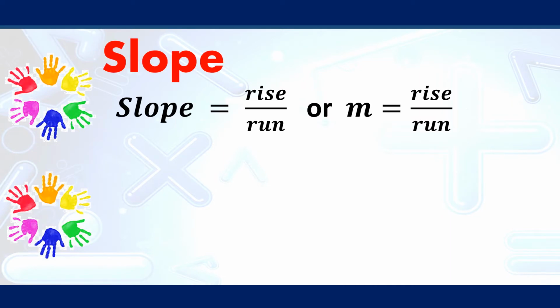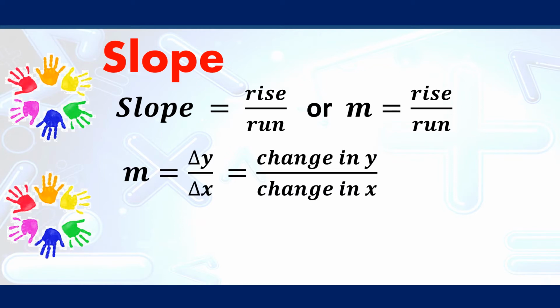Slope is equal to rise over run, or M is equal to rise over run. It is also the same as change in Y all over change in X. M therefore is equal to Y sub 2 minus Y sub 1 all over X sub 2 minus X sub 1.